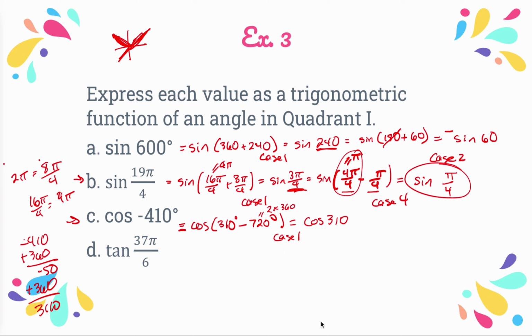And then cosine of 310 is in quadrant 4. I need to get to quadrant 1. So going from quadrant 4 to quadrant 1 is case number 3. And so that's going to be equal to cosine of 360 minus what? Minus 50 gets me 310. And so that's going to be cosine of 50. When we go from quadrant 4 to quadrant 1, the cosine stays the same. So that's just cosine 50.